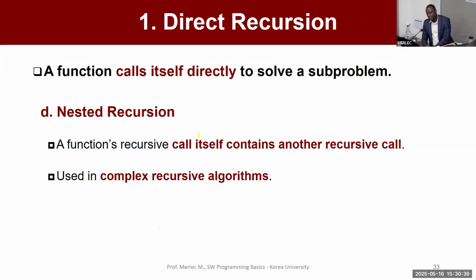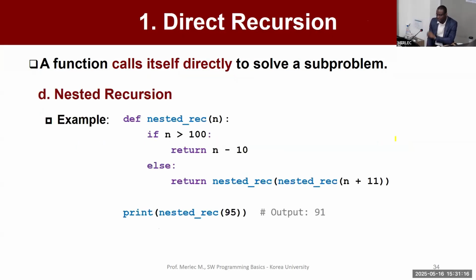So this is a type of function where a recursive call itself contains another function's recursive call. Okay, so this is the most complex one. If you don't build properly your algorithm, it will be difficult to control such nested recursion. When you are facing such a situation, you have to be careful when you set the base case statements. Otherwise, it will be difficult.